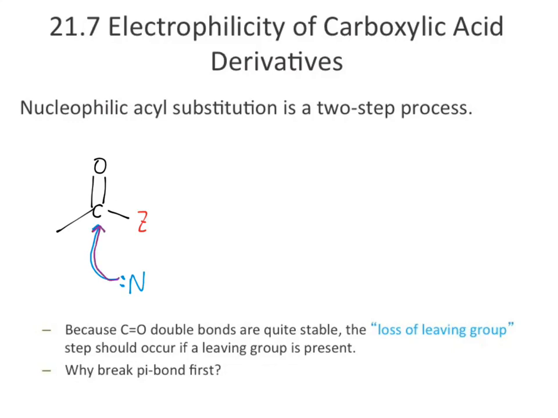our carbon. What happens? How many bonds does that carbon now have? Too many bonds, so what do we have to do? We'll break the pi bond. The result?